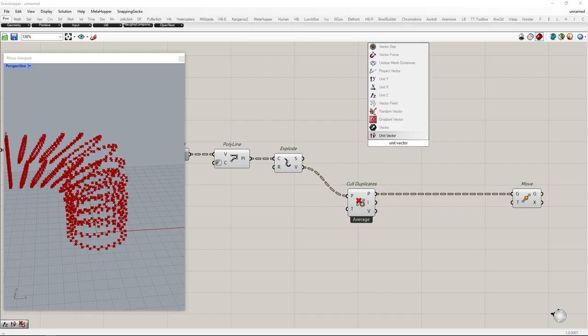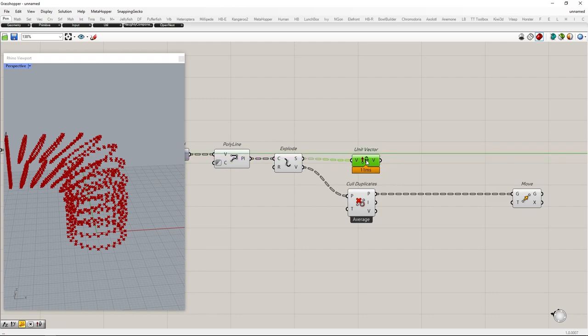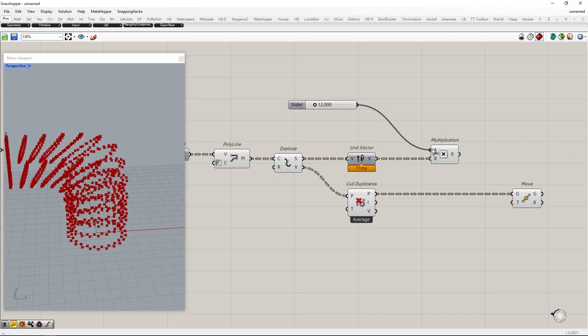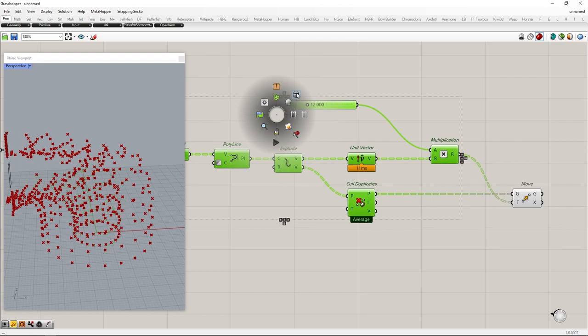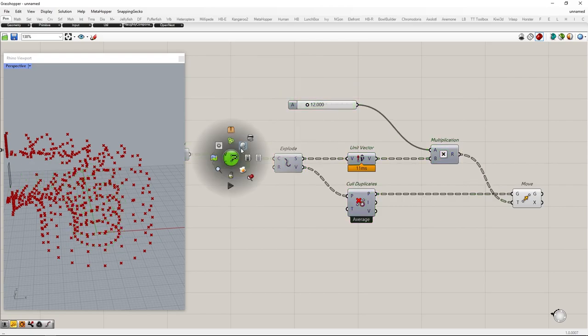Use unit vector to convert each segment into a vector. Unit vector gives a vector direction with a magnitude of 1. This means all vectors that we get from the segments have equal magnitude. To increase or decrease the magnitude of the vectors, add multiplication. To change direction, add a negative node or add the expression minus x.